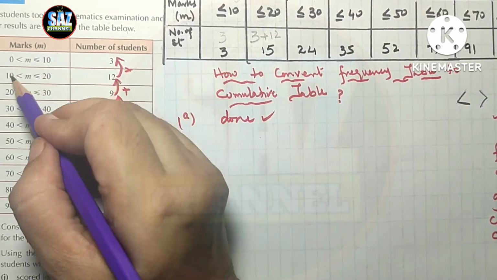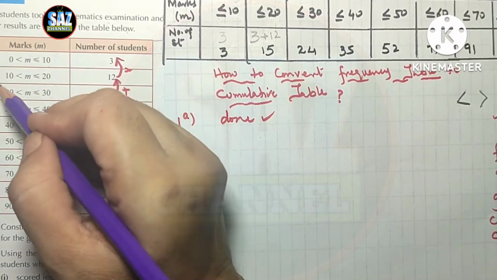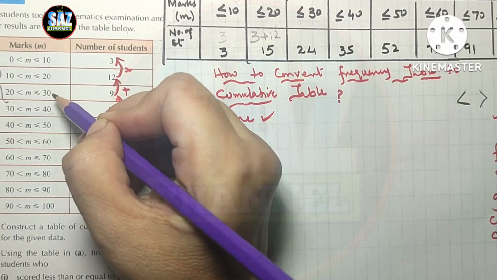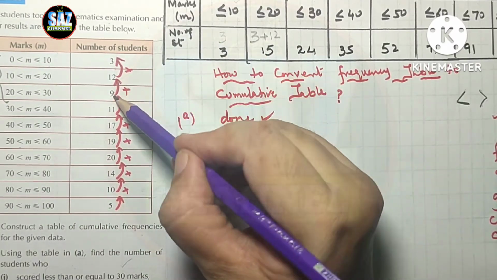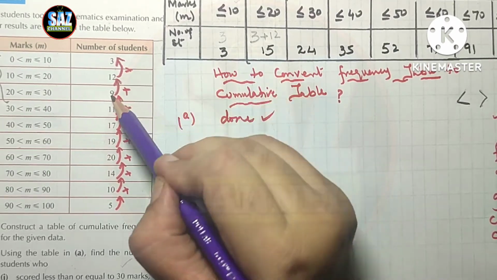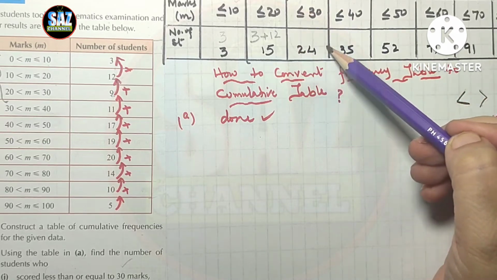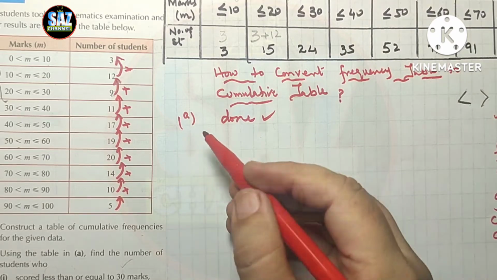So what we can do is, for the score which is less than or equal to 30 marks, either we can add up the frequencies of these three classes, that is 12 plus 3 is 15 plus 9 is 24, or we can look at the table as well. Score less than equal to 30 is 24. Okay, I hope you are clear about this.